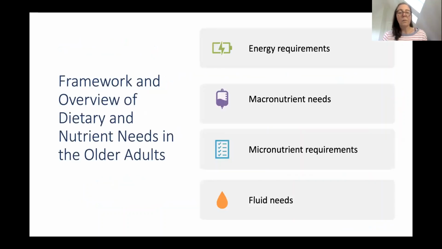Okay, I just briefly want to talk about a framework of how to think about how much of what categories of food people need in very general broad terms. So as we age, we need fewer calories, about 100 calories per day per decade. Our needs decrease because of resting metabolic changes, basically, and less activity.